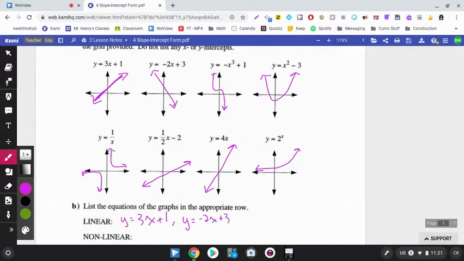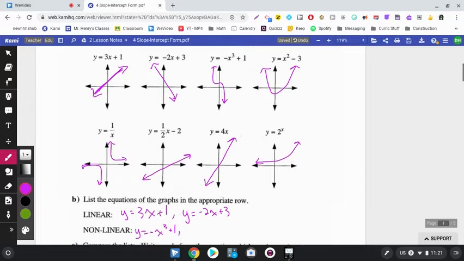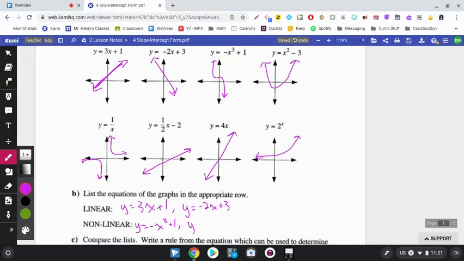It's linear. The third one, negative x cubed plus 1, is non-linear. It's like an S maybe, or it's like a squiggly line. That thing is definitely not linear. It's non-linear. And same thing with x squared minus 3. It's like a U. It's a scoop. That name is parabola.